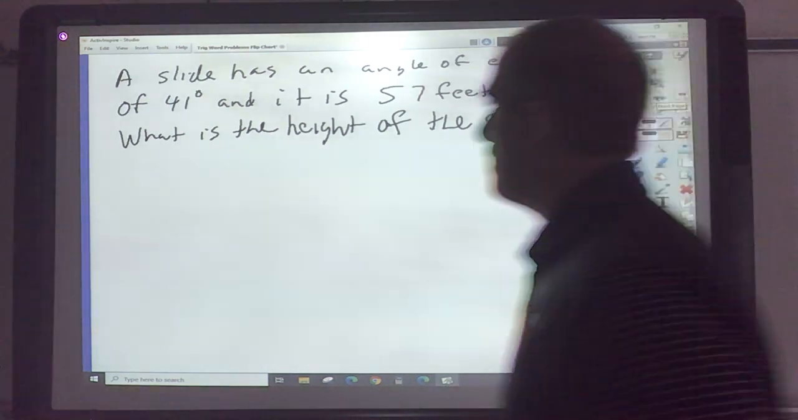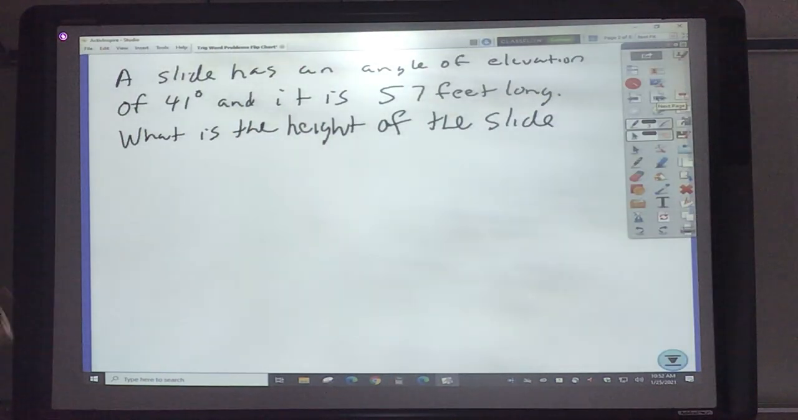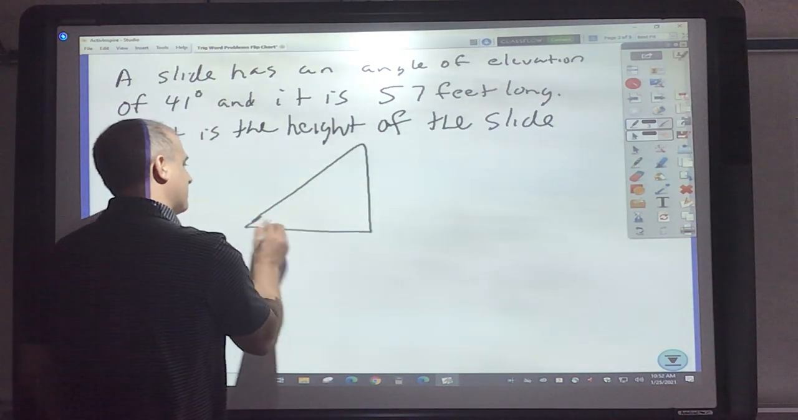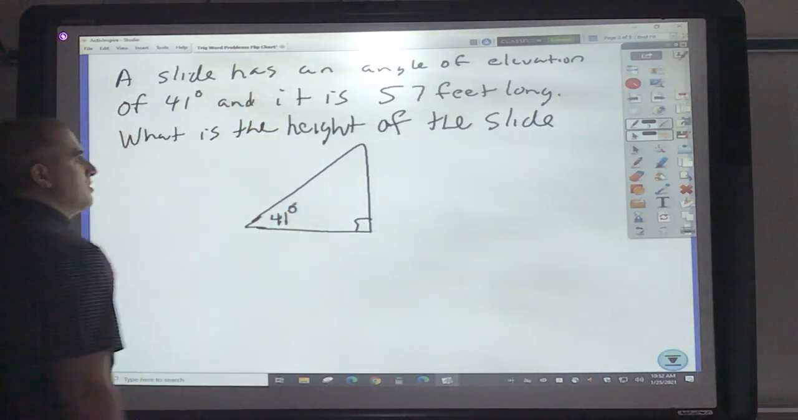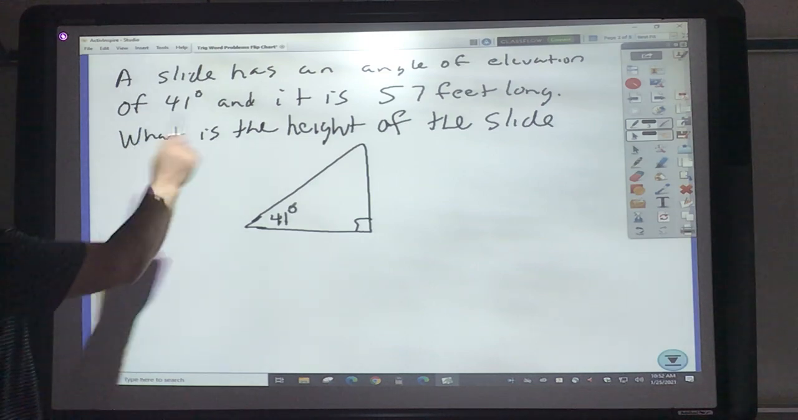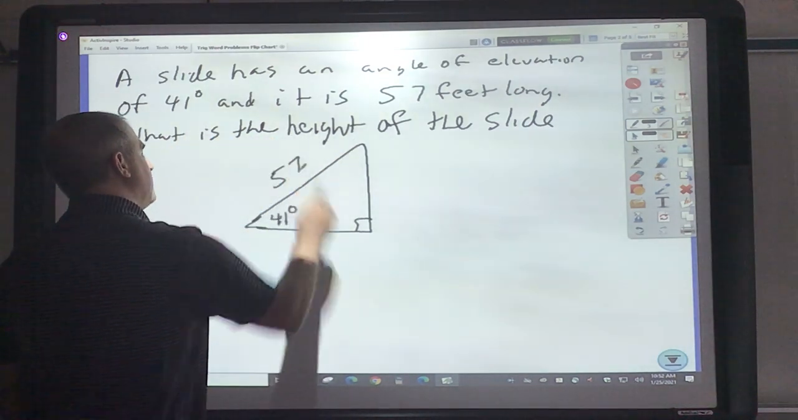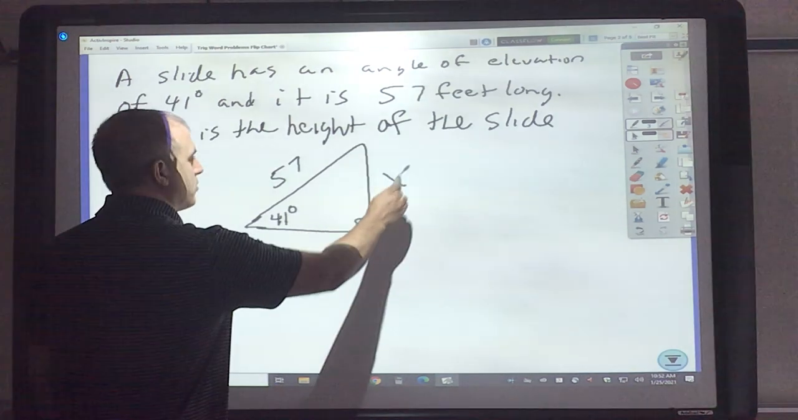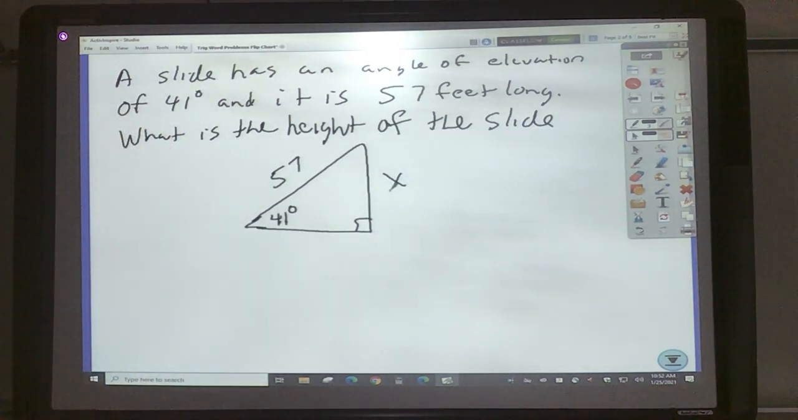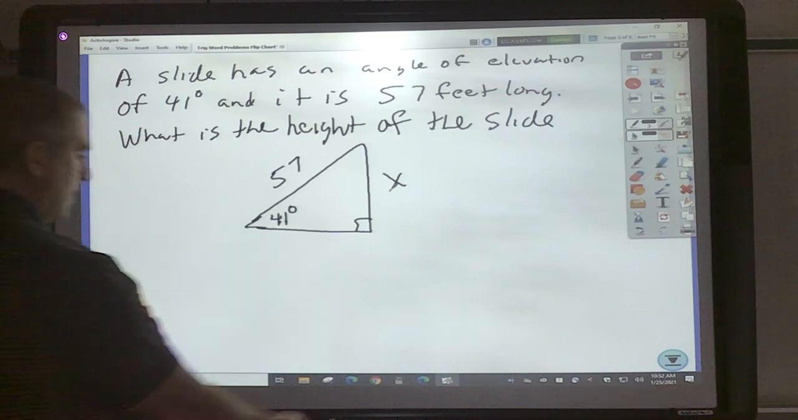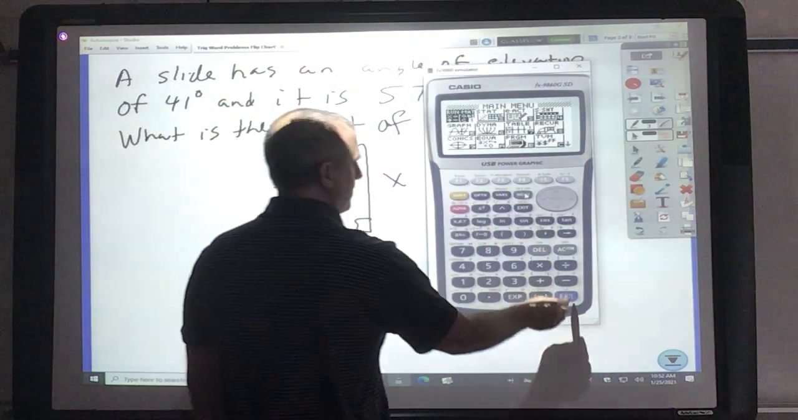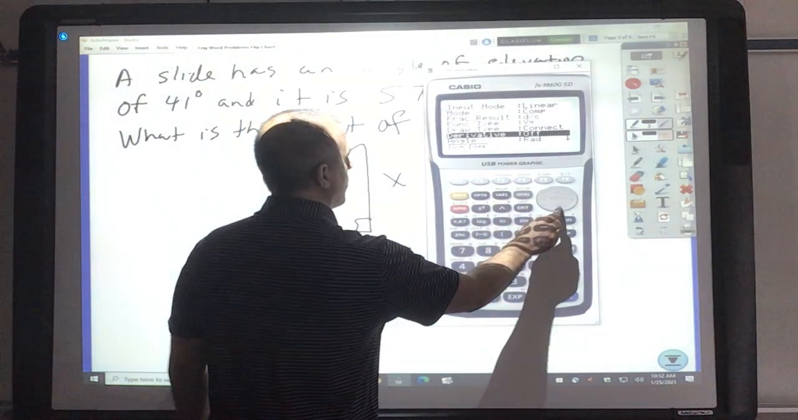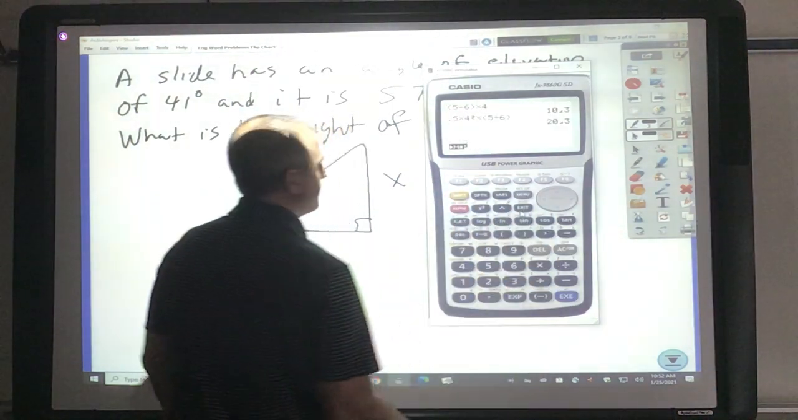So, the slide has an angle of elevation of 41 degrees, and it is 57 feet long. What is the height of the slide? I'm going to go ahead and draw this. The angle of elevation is 41 degrees, so I put that in there. 57 feet long, this is how long an object is, so 57. What is the height? I am trying to find this. This goes back to the very beginning where we did some basic trig. With your calculator, make sure that when you go to the shift menu, you are set up for degrees.